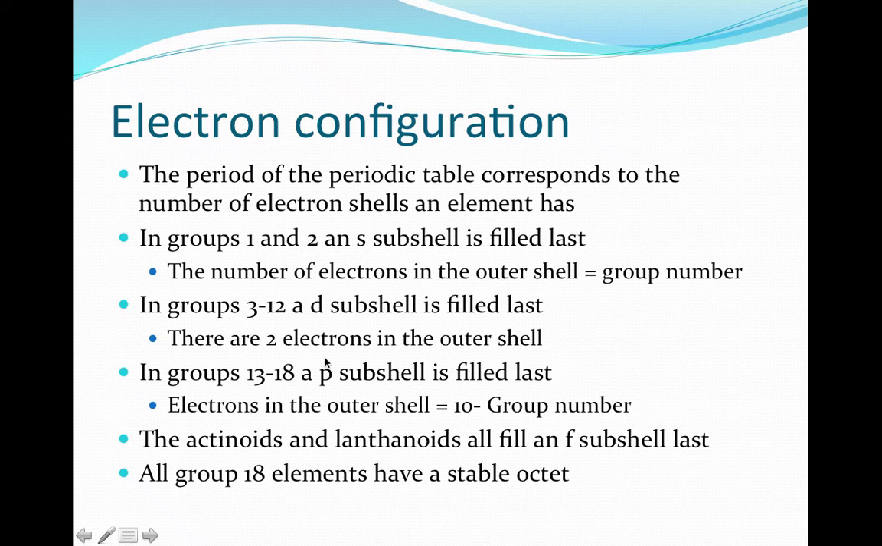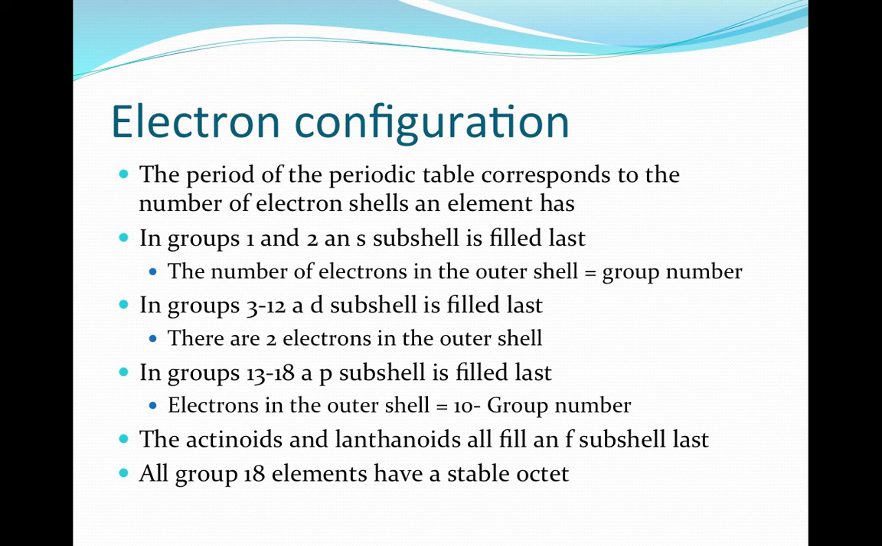Unit 2 Chemistry, Chapter 2, Part 2. More trends in the periodic table. So electron configuration next. The electron configuration is how many shells there are, how many are in the outer shell, what subshells are filled, and so on. That is what determines where they are on the periodic table.